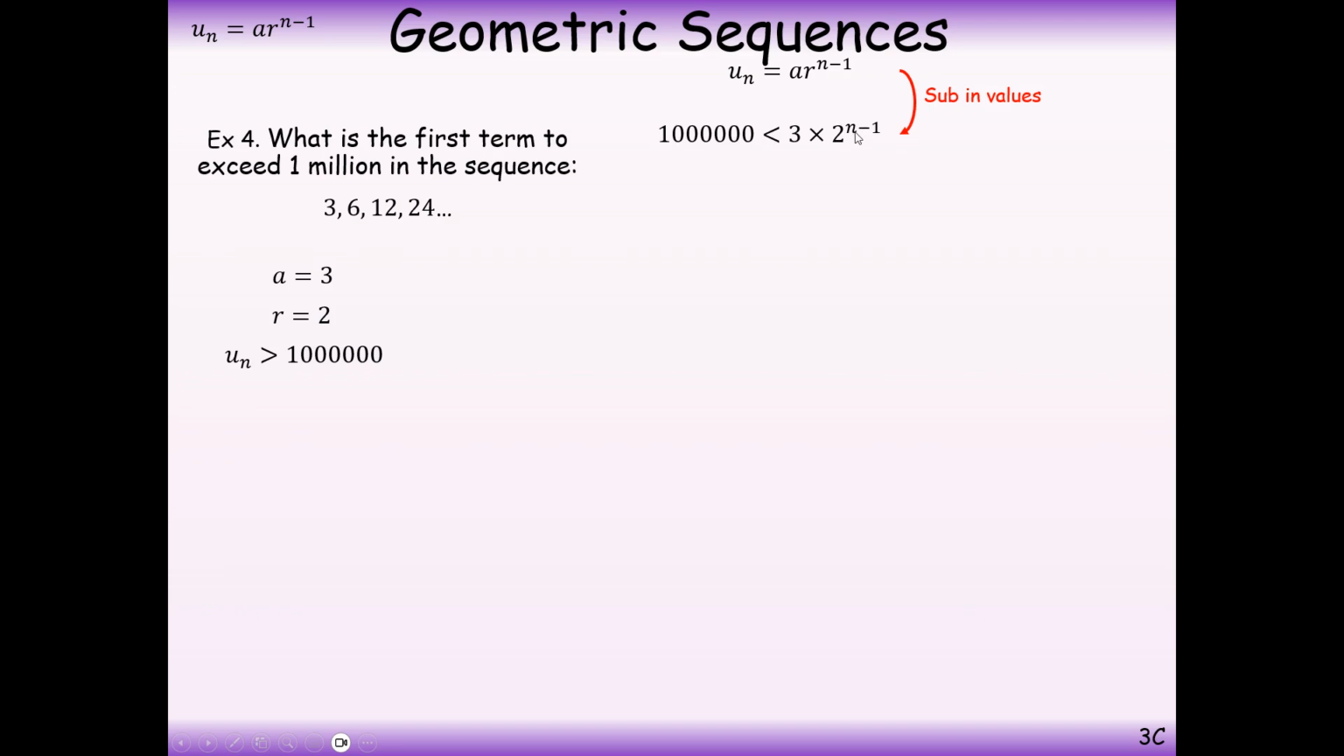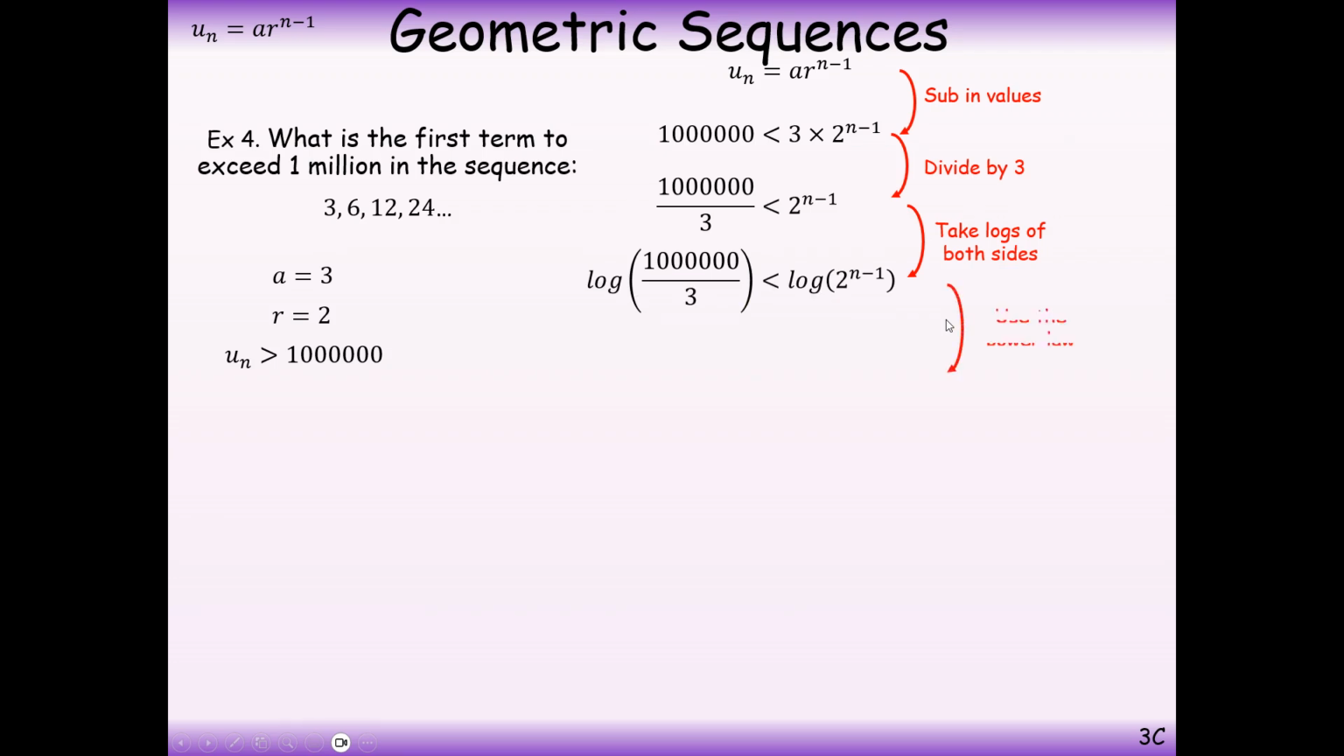Because n is in the exponent, we have to solve it with logarithms and exponentials. So first we divide by 3, and we'll get such an expression. Then we'll take the log of both sides because we want the index to come and sit in front of the log. Using log rules, we bring the power down, n minus 1 in brackets. Alright, so then we know that log of 2 is a constant, so we can divide both sides by the log of a constant.